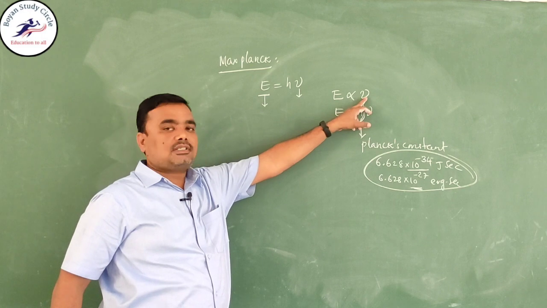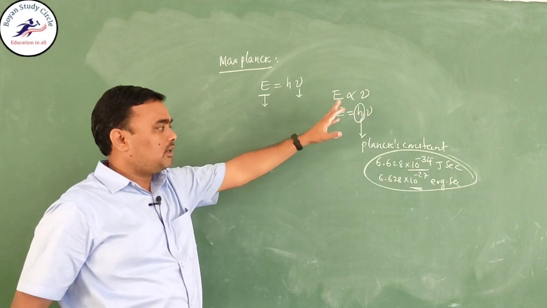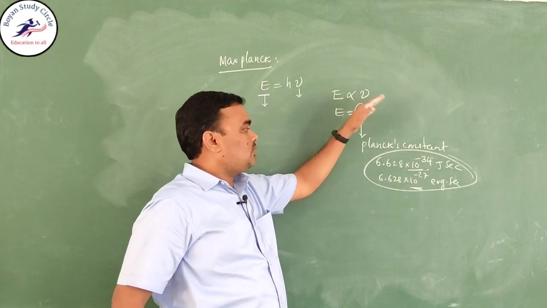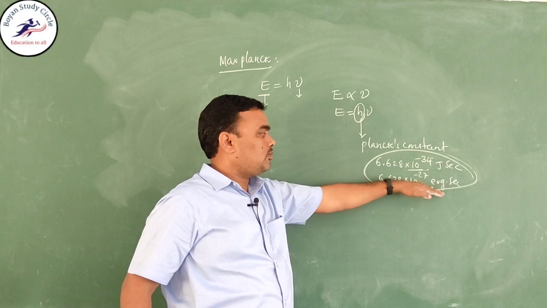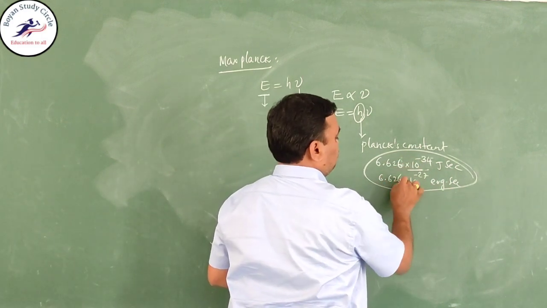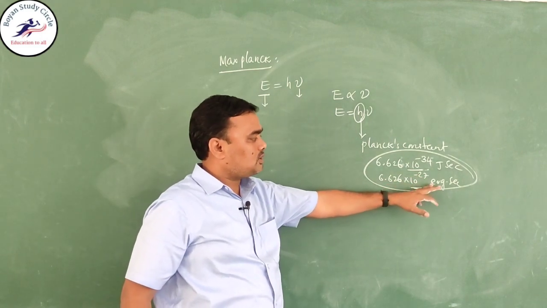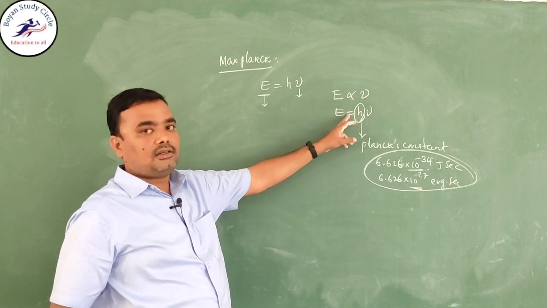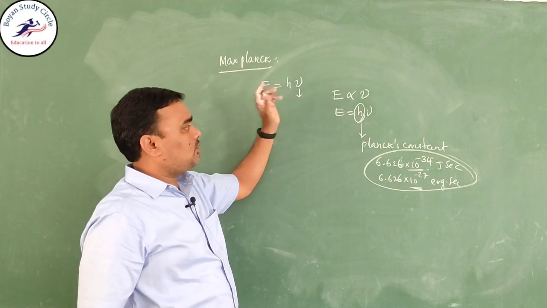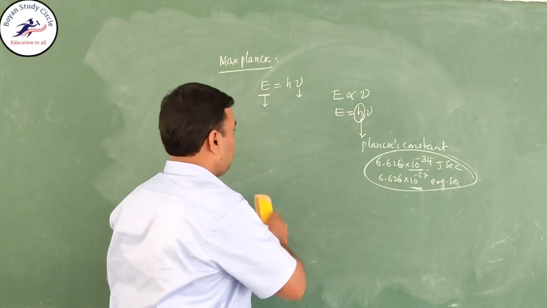So if you know the frequency value of electromagnetic radiation, you can calculate its energy. When you substitute the Planck's constant value in joules, you will get the energy in joules. When you substitute the value of Planck's constant in ergs, you will get the energy in ergs, right. In this way, from Planck's equation E is equal to h nu, you can calculate the energy of electromagnetic radiation.